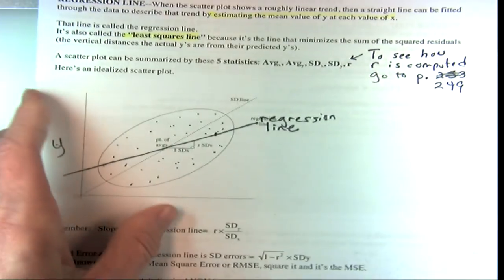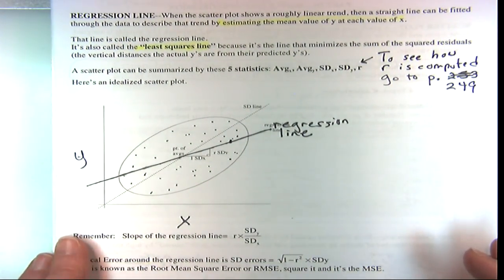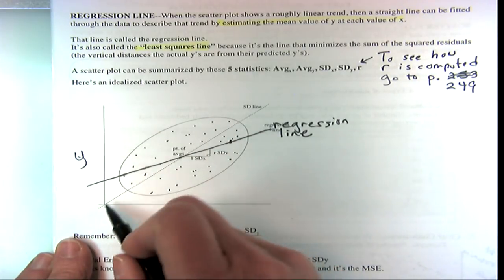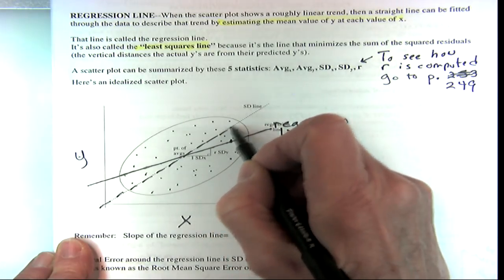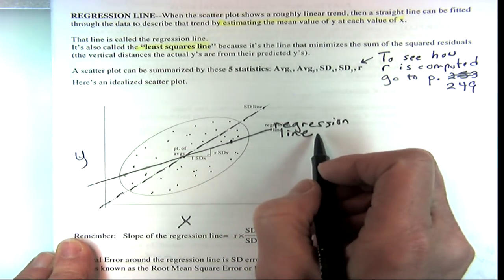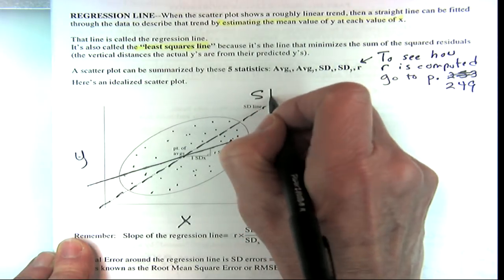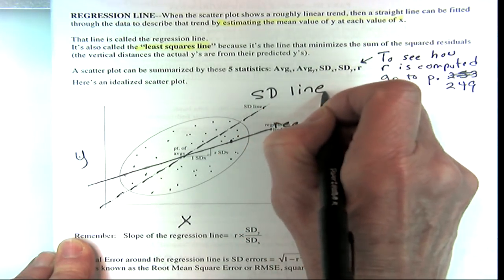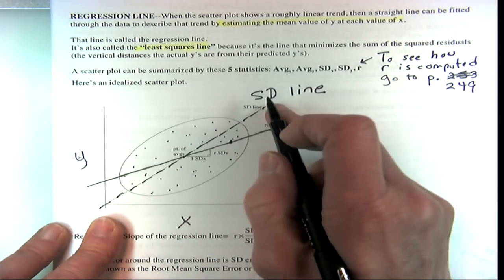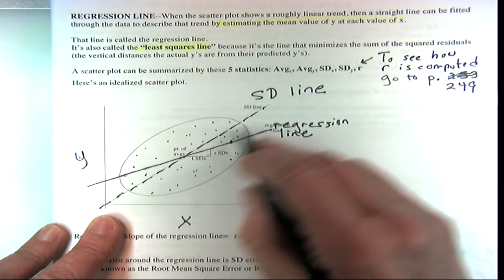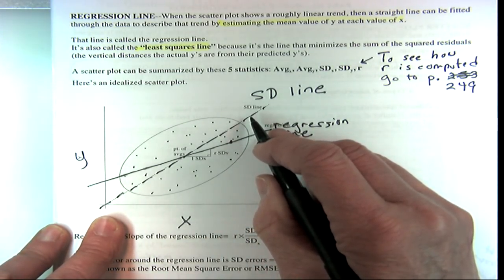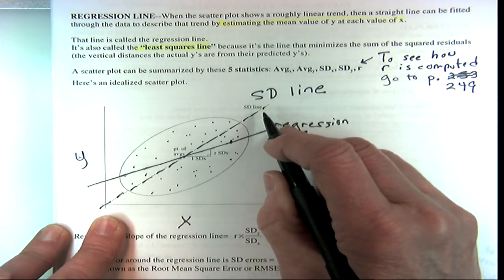That's the correlation coefficient. And now we're back here, and we have something else. Here's an idealized scatter plot. We have something else that you probably haven't seen unless you're in Stat 100, and that is what we're comparing the regression line to, and that is the standard deviation line. That is the line where, if there was a perfect correlation, every single point would fall on this line.